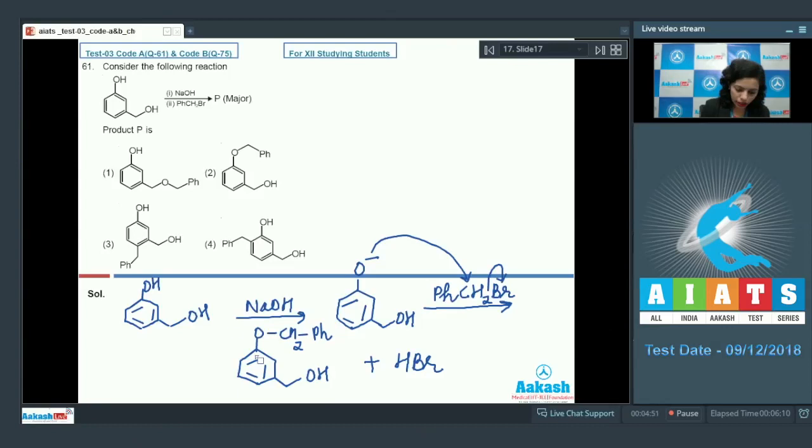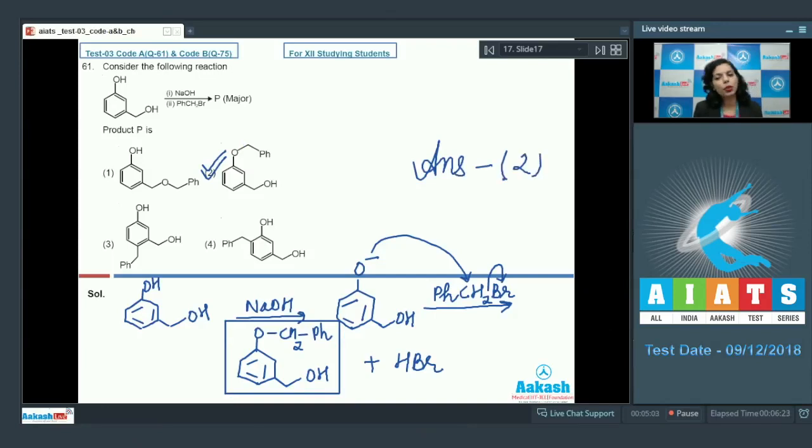So what is the product in this case? This one. And on that basis, we can easily choose option 2 as the correct option because this is given in option 2. And the answer for this question is option 2. Now let's take the next question.